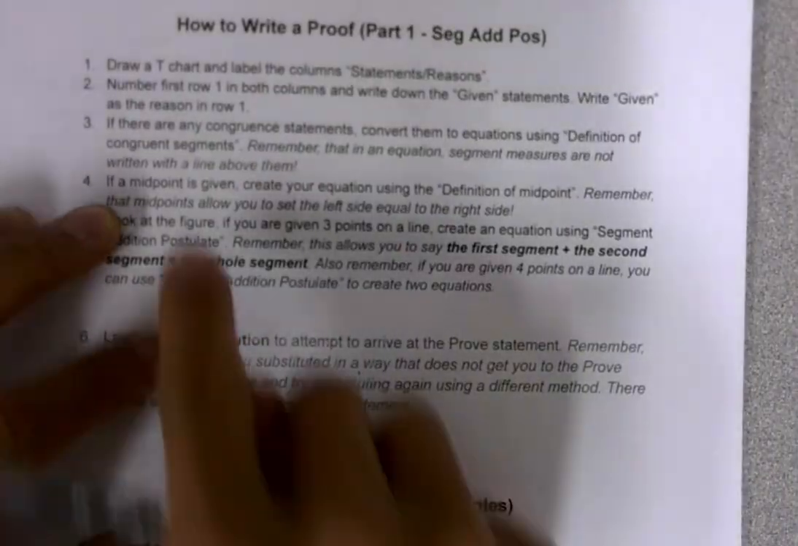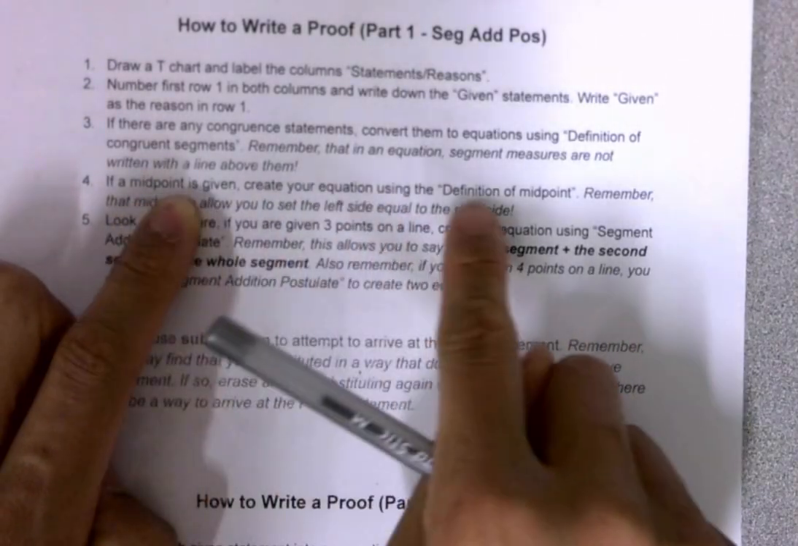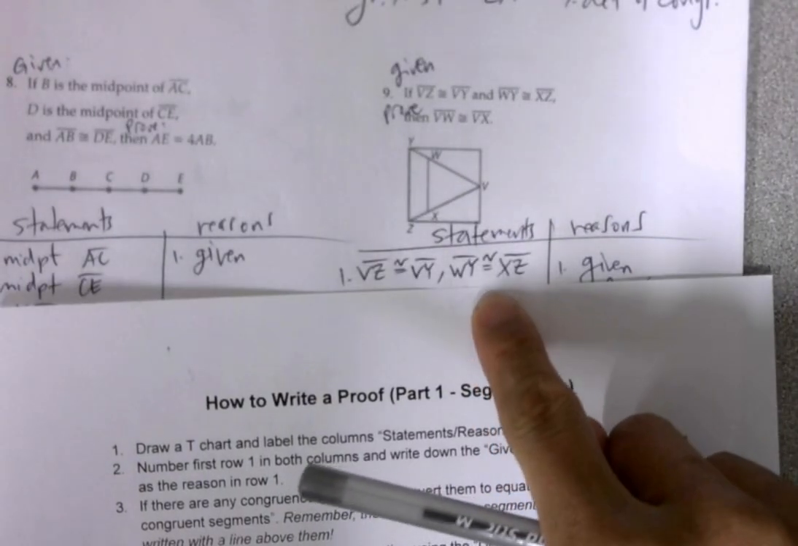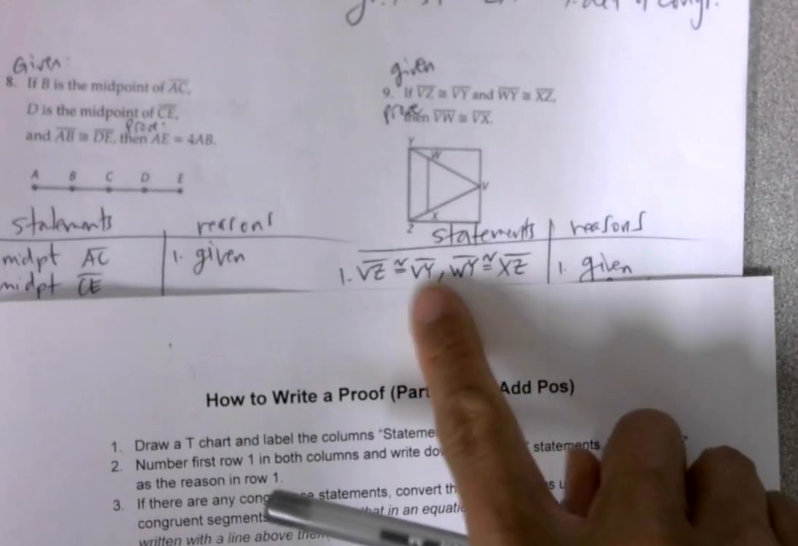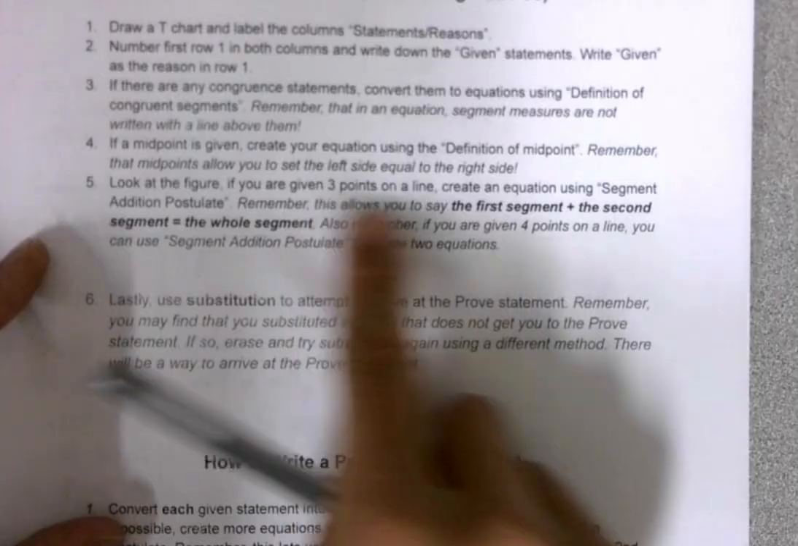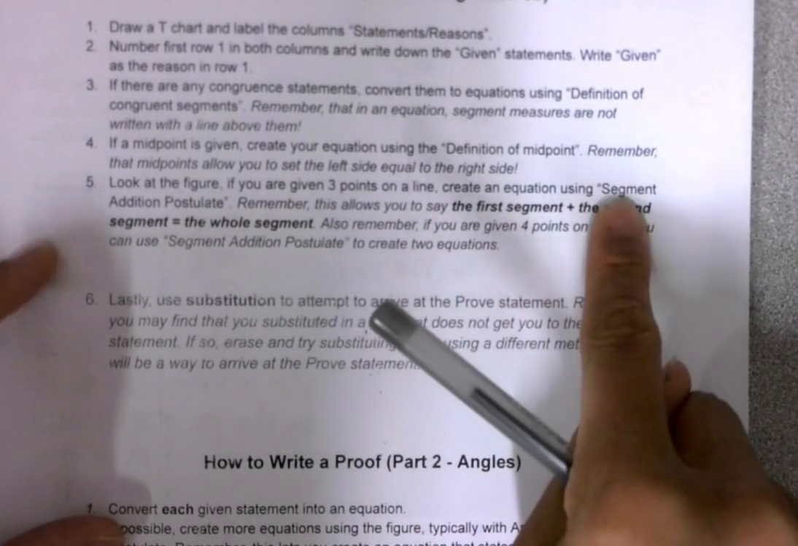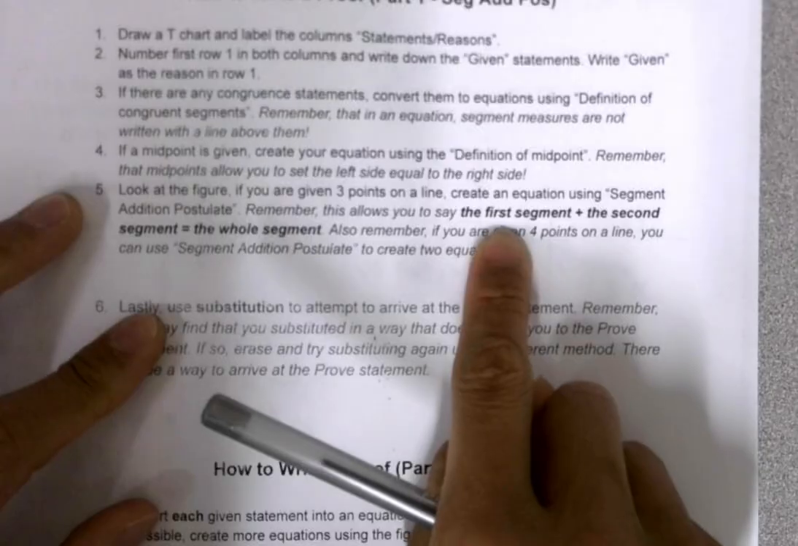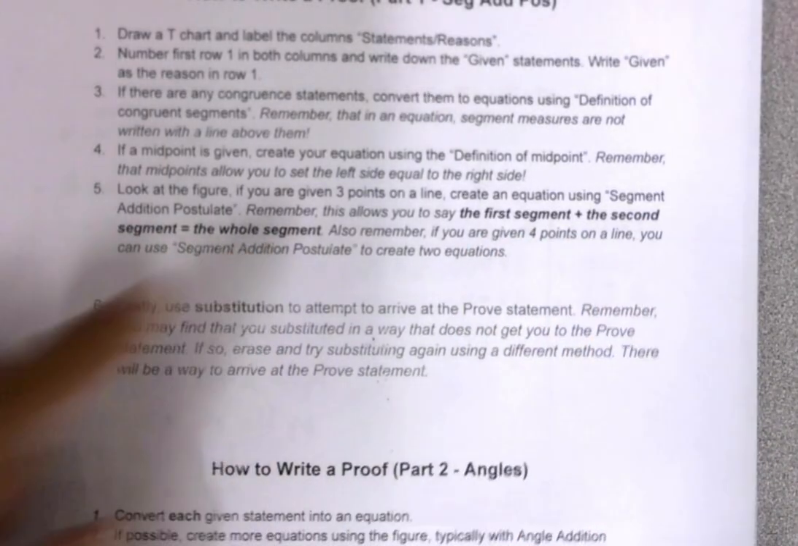Okay, so what's my next step? Well, in my algorithm here, I have if midpoint is given, then I use definition of midpoint. Is midpoint given? No, midpoint is not given. We're only given these 2 congruency statements. So we skip step 4. Step 5 is if we have 3 points on a line, we use seg-add-pos to create more equations. Seg-add-pos lets us say first part of the segment plus second part of the segment equals the whole segment.